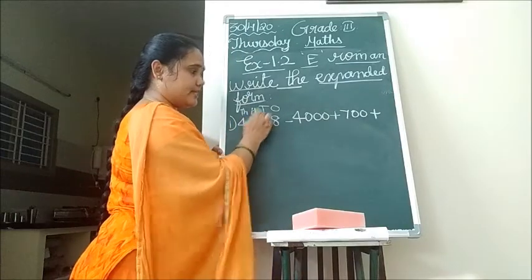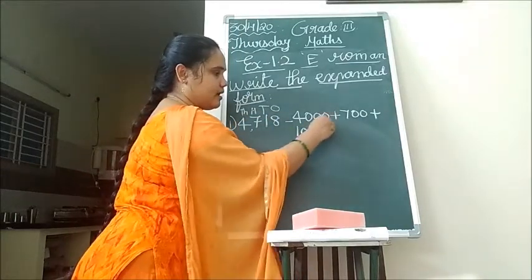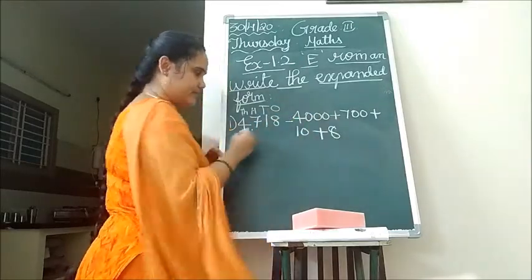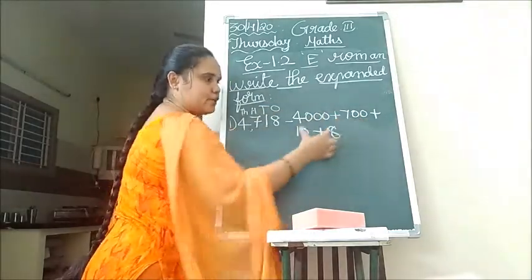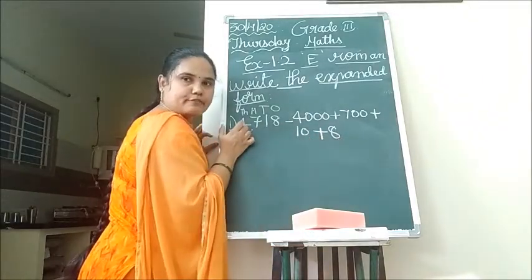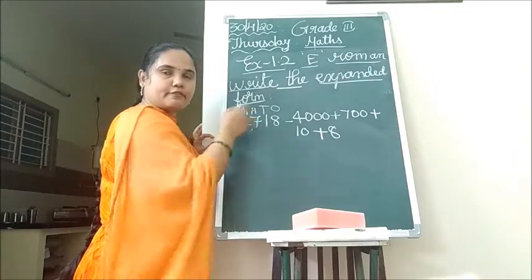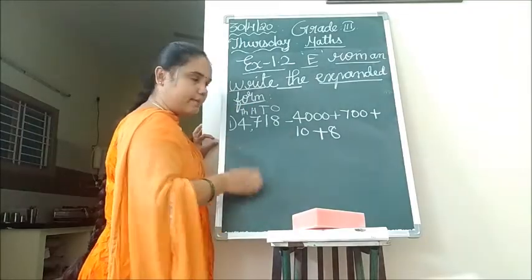1 in tens place, children. 1 into 10, 10 plus 8 ones. So 8 into 1 is 8. So we write the place value of each digit. So expanded form is writing sum of place values. We write the number as the sum of place values.